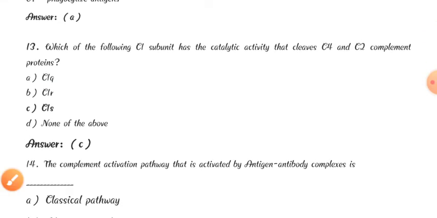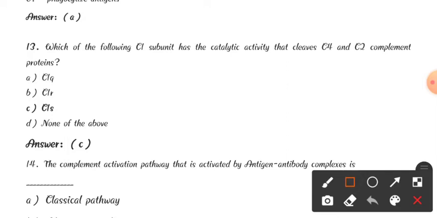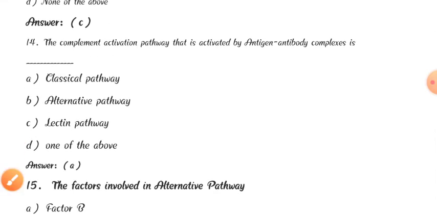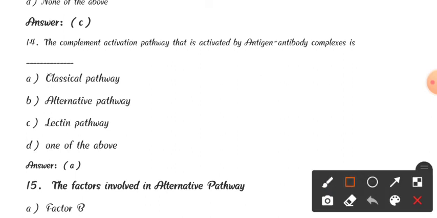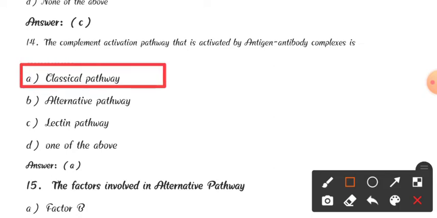Now question number 13, which of the following C1 subunits has the catalytic activity that cleaves the C4 and C2 complement proteins? So friends, option C, the C1s, is the correct answer. Now question number 14 friends, the complement activation pathway that is activated by antigen-antibody complexes is, so friends option A, that is classical pathway, is the correct answer.